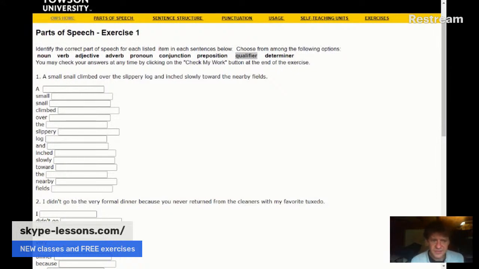Slippery. Now, doesn't this word describe something? What does it describe? It describes log. So we need to know what kind of word log is. And if we look carefully at log, we see that it's a thing. Yeah, it's definitely a thing. It's a thing that sits there. So it's a noun, log. And slippery describes a noun. So slippery is an adjective. Yeah. So we got slippery, adjective, log, noun, and.